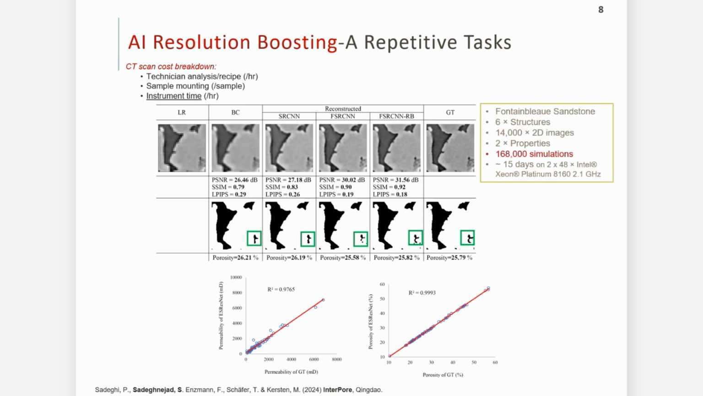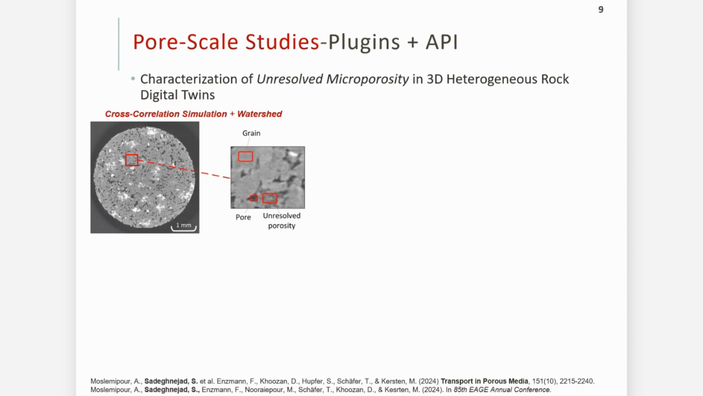If you look at the numbers, we had one rock sample, a Fontainebleau sandstone. We had six different structures, 40,000 2D images, and 2 properties, porosity and permeability. You can see the final match of the AI model. In total, it was 168,000 2D simulations. And it took 15 days on 96 Xeon Platinum cores with the help of GeoPy. Without GeoPy, nobody can run this number. I will quit my job if somebody tells me to do these simulations without it.